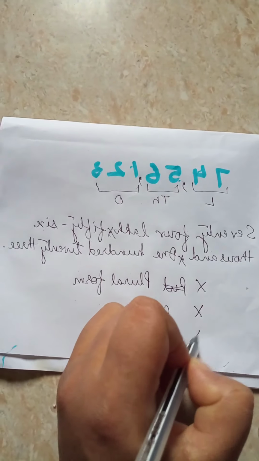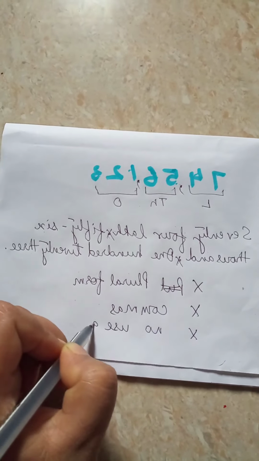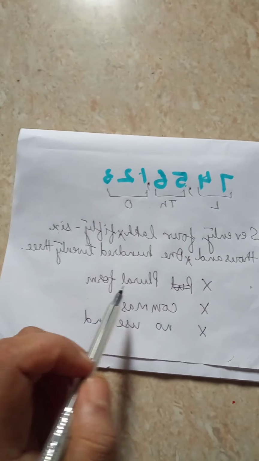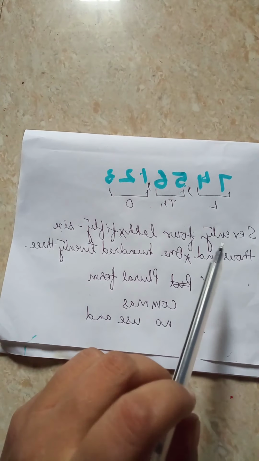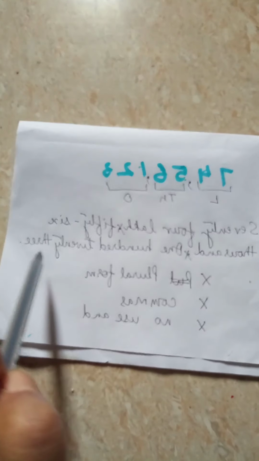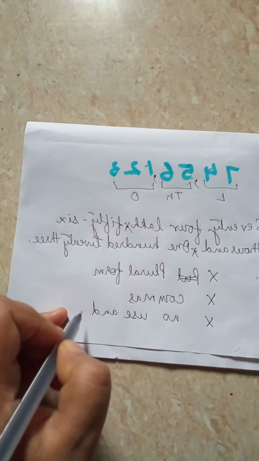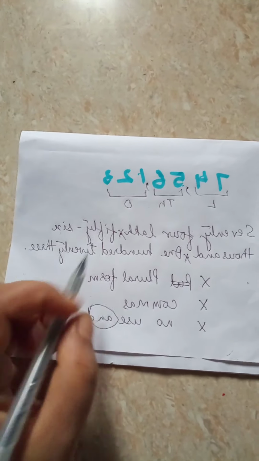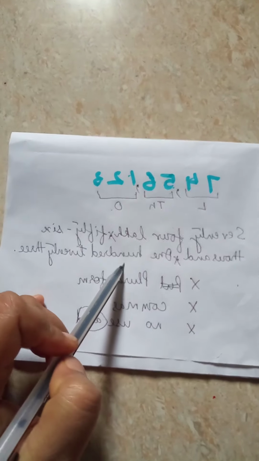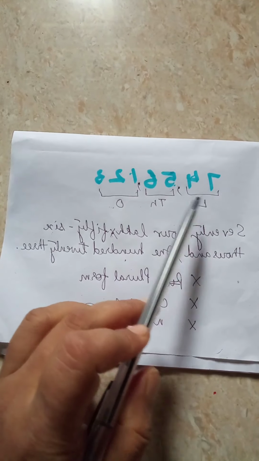and no use of a word like and. Sometimes students write like this: 74 lakh 56,000 and 123. So there should not be the use of this word and over here while writing a number in word form, and always use a comma to separate the periods.